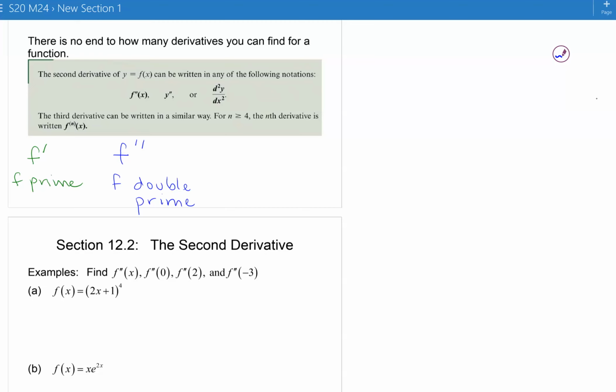So that says take the derivative of the derivative. Then if you wanted to take another derivative, you can. And we would say f triple prime. And then after that, we don't use primes anymore. We put a little 4 in parentheses. And now we don't have any fancy terms. We just say the fourth derivative.